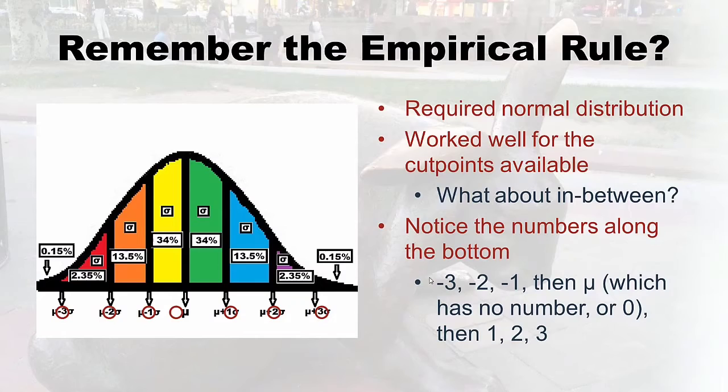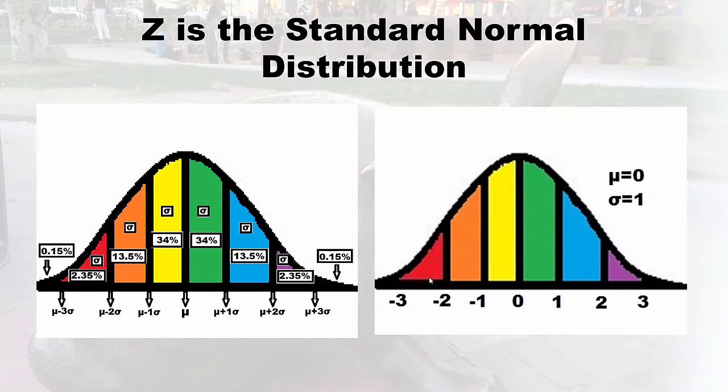So I wanted you to notice in this empirical rule diagram these numbers at the bottom. Like I just circled them, like -3, -2, -1, and then mu doesn't have a number, so pretend there's a 0 there. And then there's 1, 2, and 3, okay? That is the standard normal distribution, and that is also called z. So these things on the right, those are z-scores.